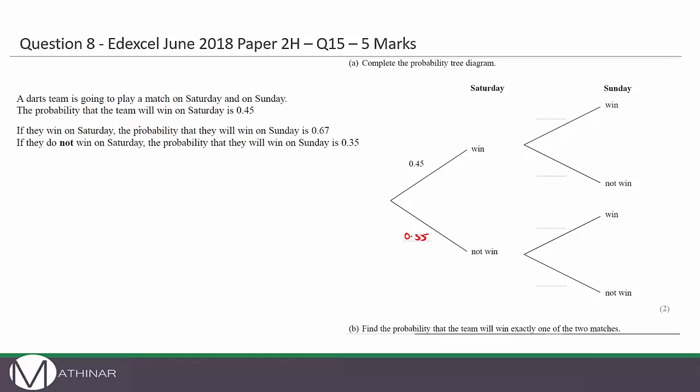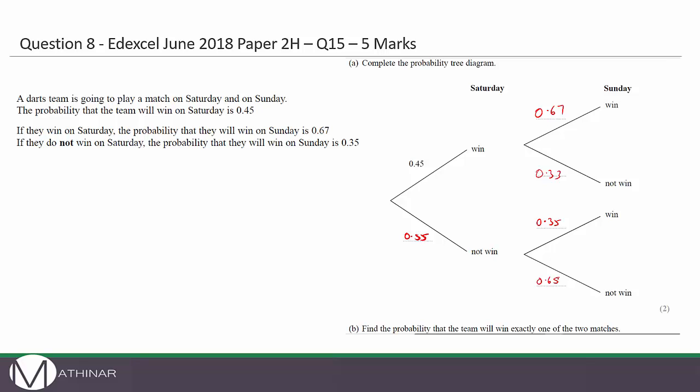If they win on Saturday, the probability that they will win on Sunday is 0.67, which means the probability that they will not win is 1 minus that, which is 0.33. If they do not win on Saturday, the probability that they will win on Sunday is 0.35, and then the probability that they will not win is 1 minus 0.35, which is 0.65. So part A was to complete the probability tree diagram. We've done that part already.